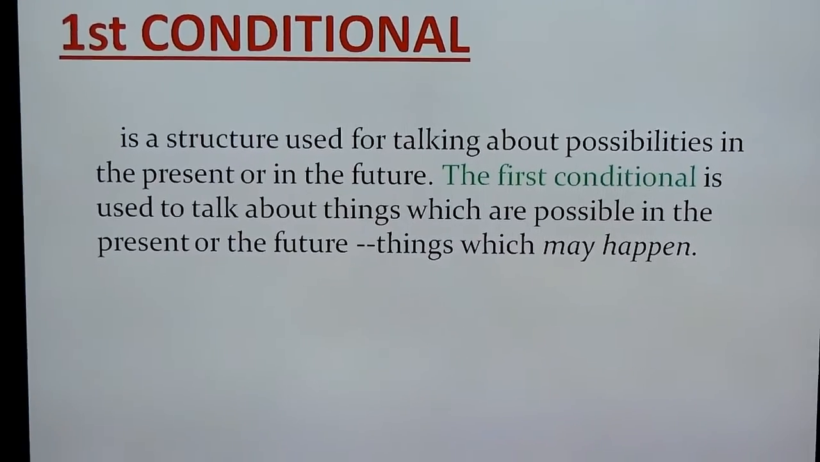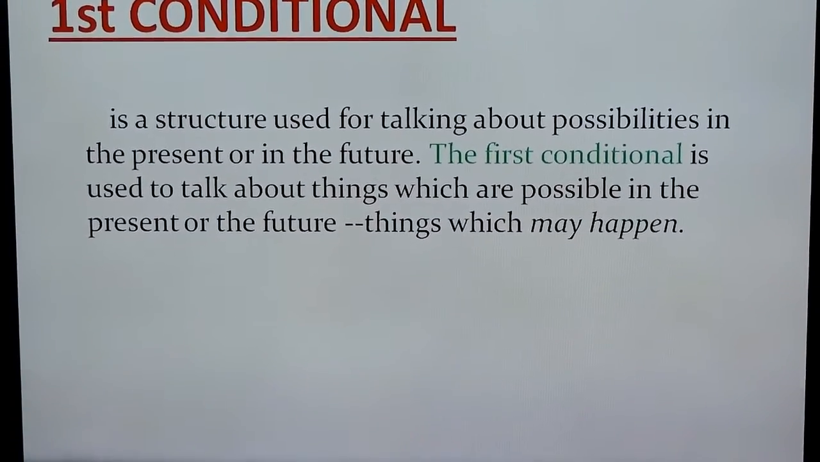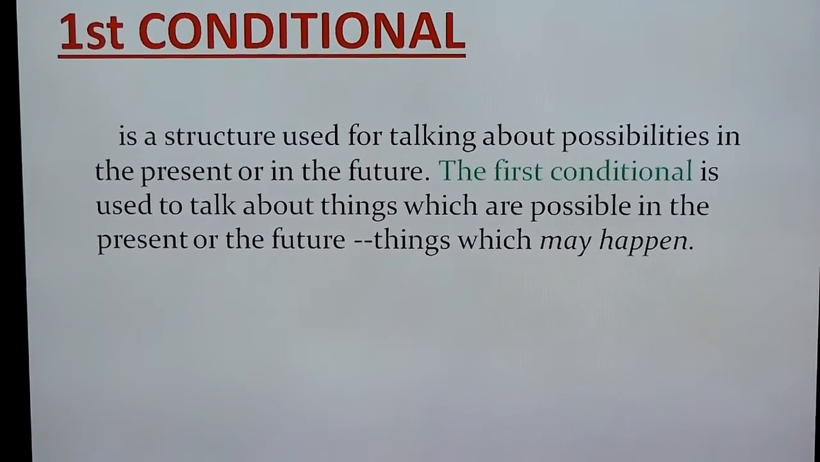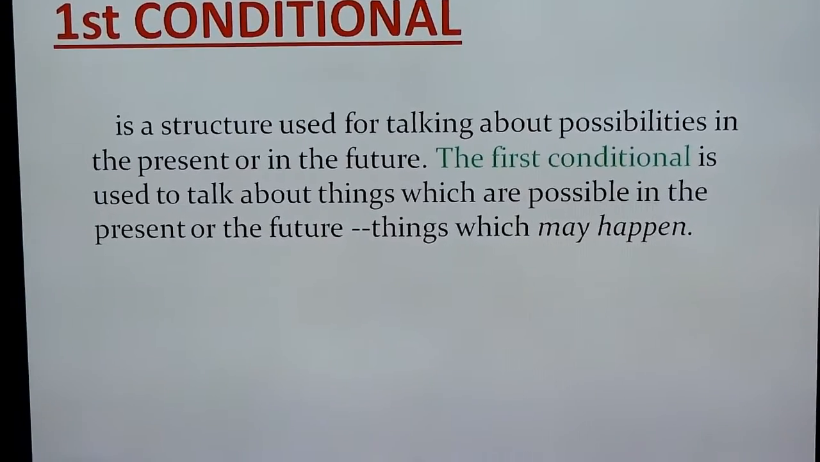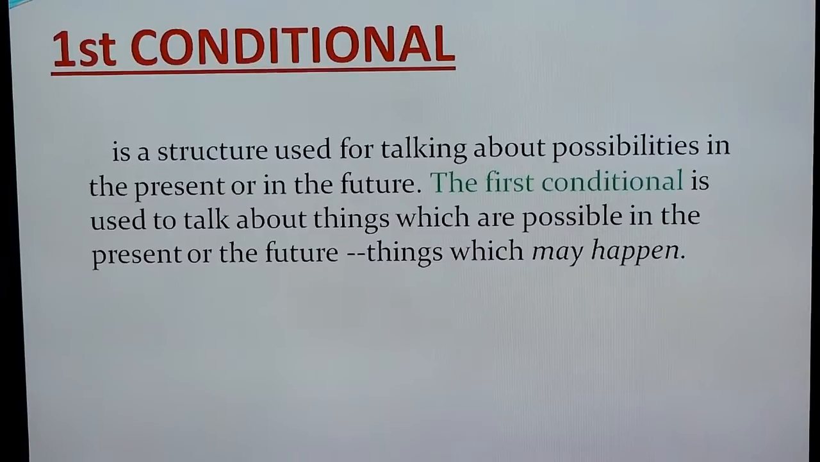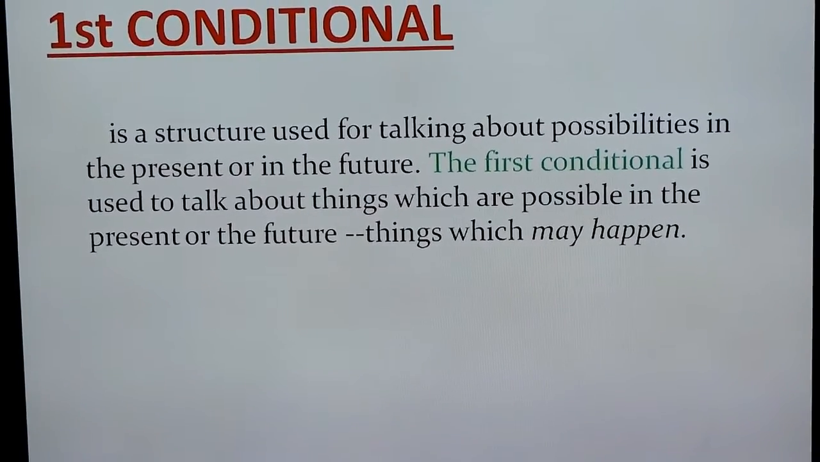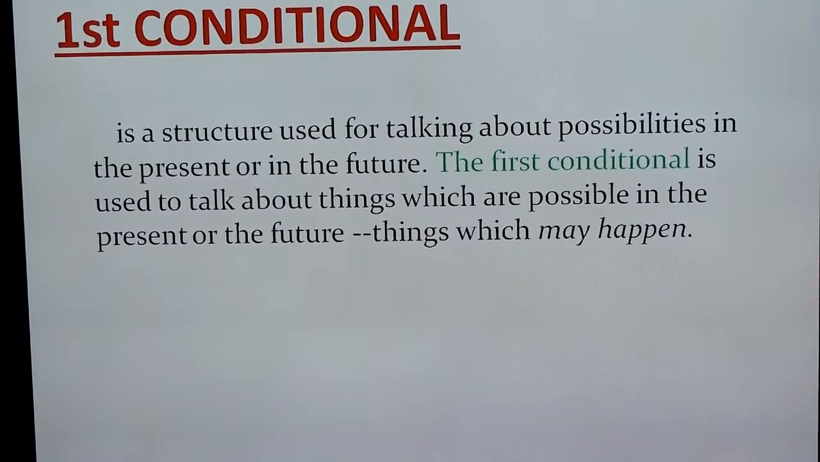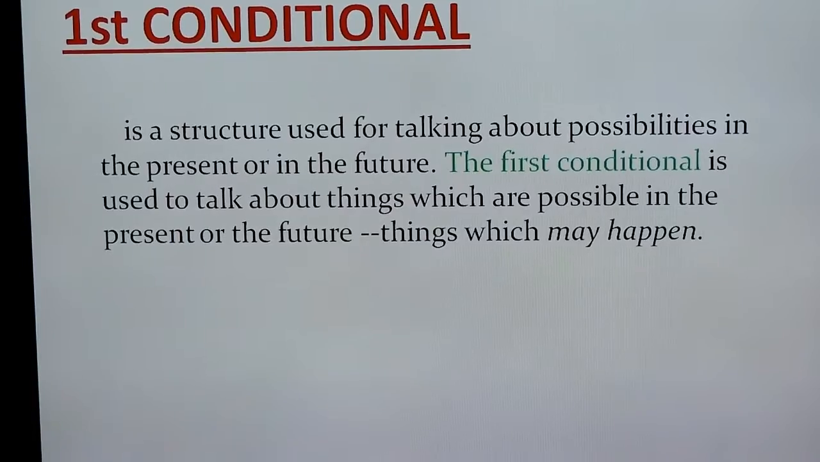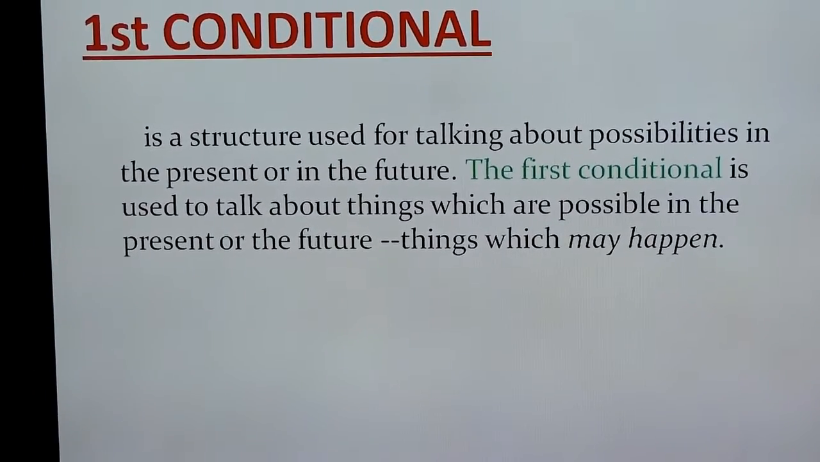The first conditional, as we know it, is conditional type 1. It is a structure used for talking about possibilities in the present or in the future. We use this conditional to talk about just possibilities, please. It is used to talk about things which are possible, which may happen in the present or in the future. Perhaps they may happen, or they may not happen.